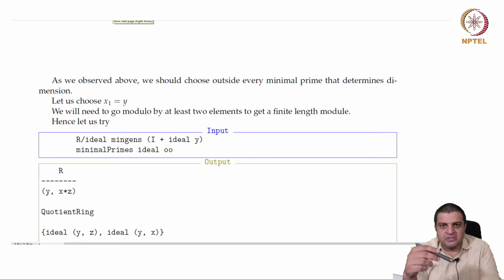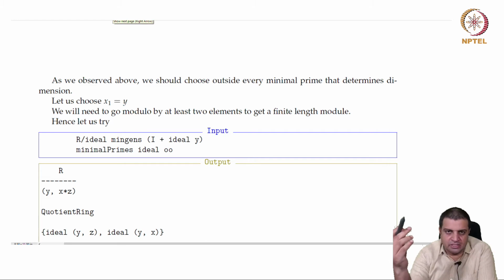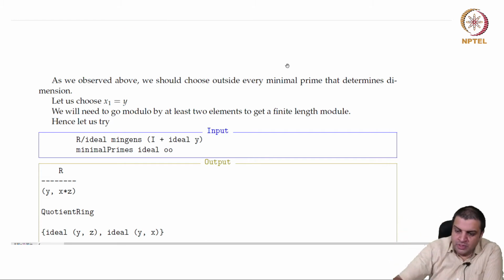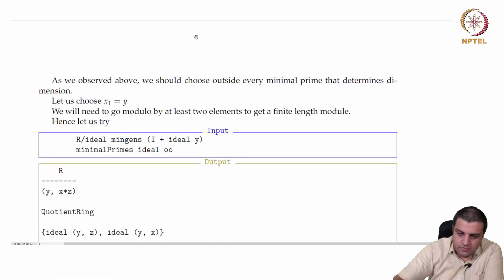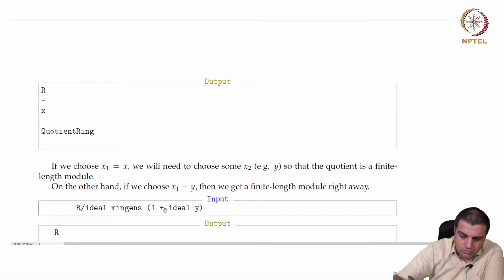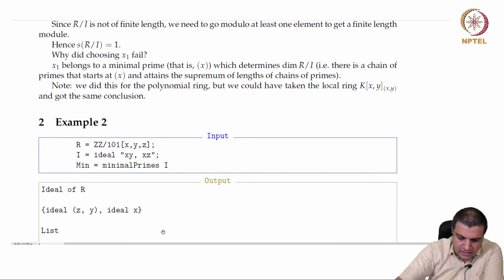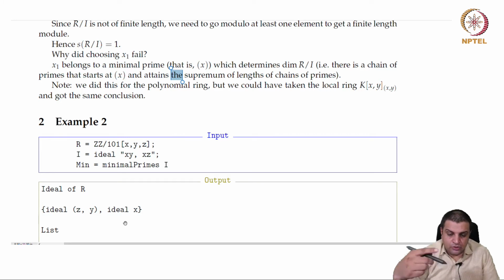So we already observed that there is no point picking elements inside a minimal prime, since that does not determine dimension. Here there are two minimal primes. From the minimal prime (x), there is a chain of length at least 2, which is (x), (x, y) and (x, y, z).